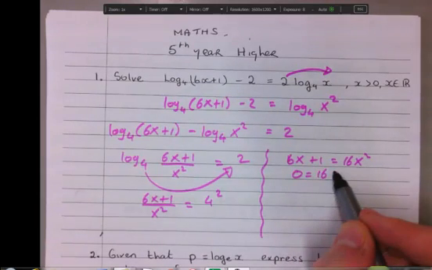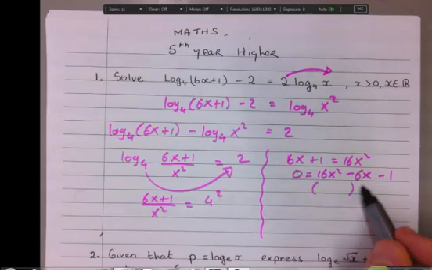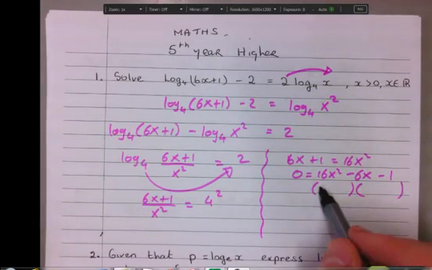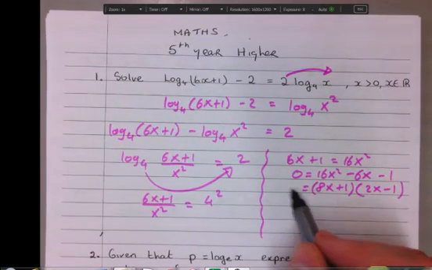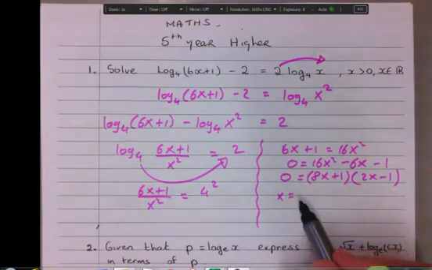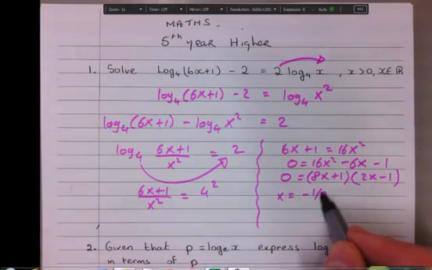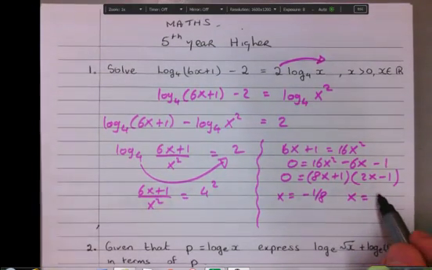0 is equal to 16x squared take 6x take 1. You're going to factorize that. We have 8x and 2x. You'll need a plus 1 and a minus 1. Solving those out, you'll end up with x is equal to minus 1 over 8, and x is equal to a half.